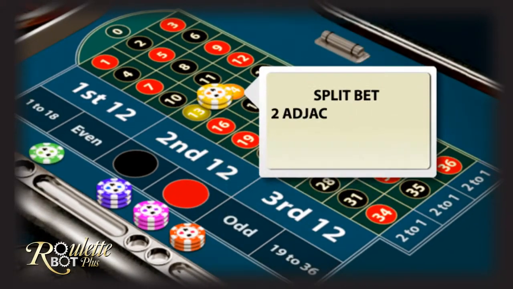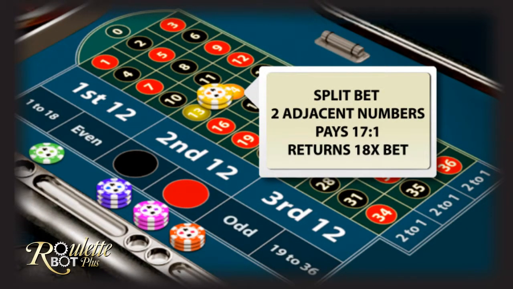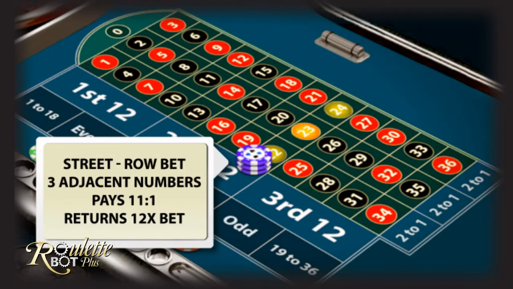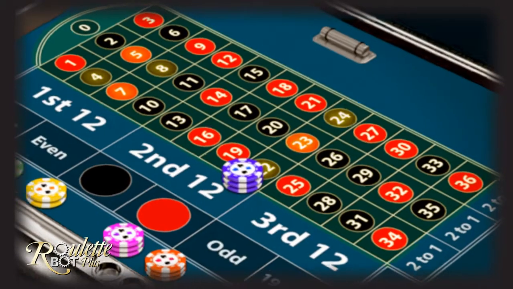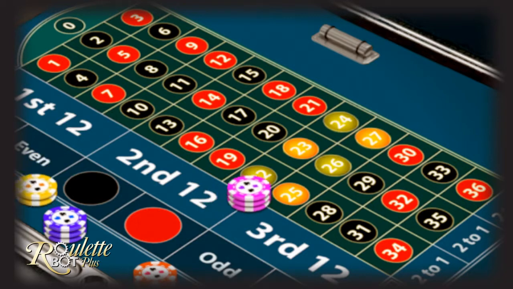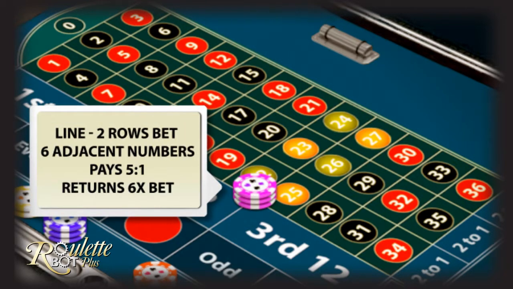Split bet. The split bet is on two adjacent numbers, vertical or horizontal, and the chances of winning are 1 in 17. Street bet. The street bet is on 3 numbers in a row, and the chances of winning are 1 in 11. The corner bet. The corner bet on 4 adjacent numbers. The chances of winning are 1 in 8. Line bet. The line bet is on 6 numbers over 2 rows. The chances of winning are 1 in 5.